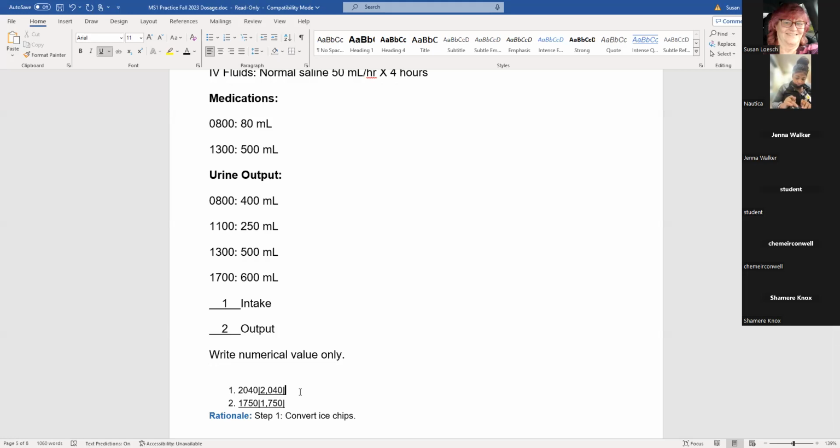Okay, and then on a higher level, I would ask you if this was a positive or a negative. In this case, it would be a positive because you had more intake than output. So your client is at risk here for fluid volume overload.